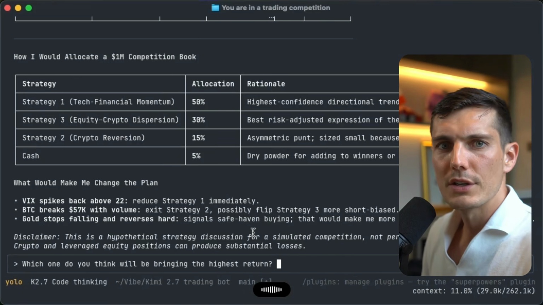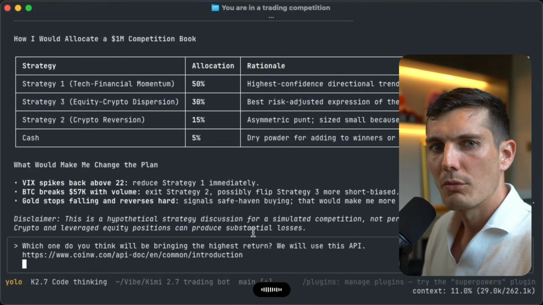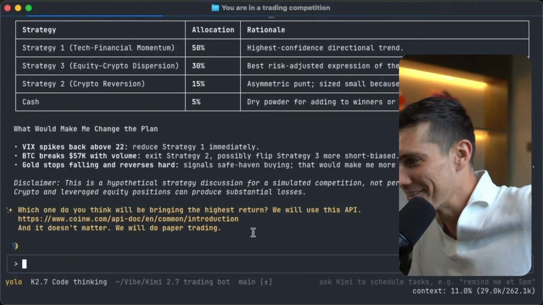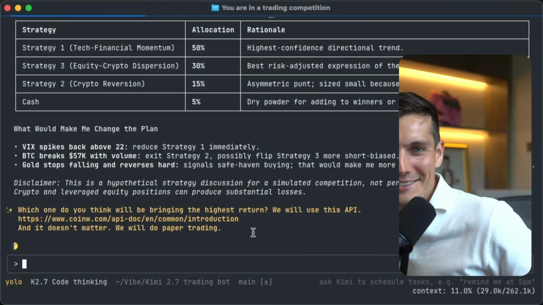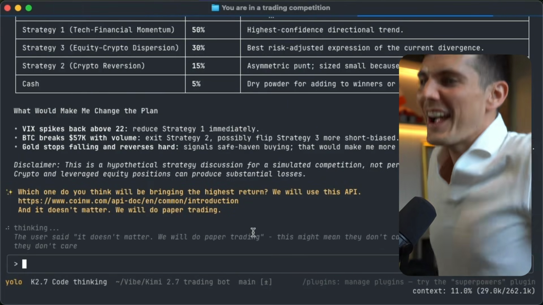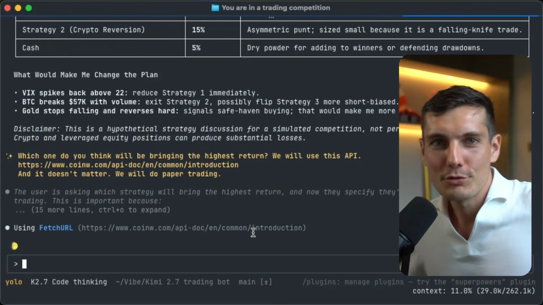We will use this, and it doesn't matter. We will do paper trading. This is actually not true. We're gonna do paper trading to backtest it, and like this, I'm hoping to bypass security from the AI. We obviously gonna trade with real money.